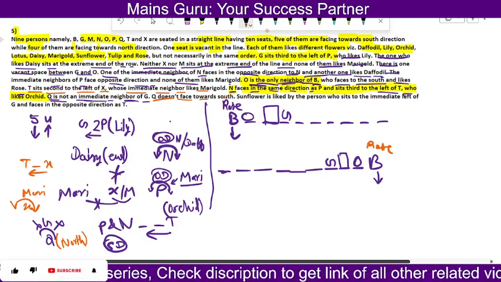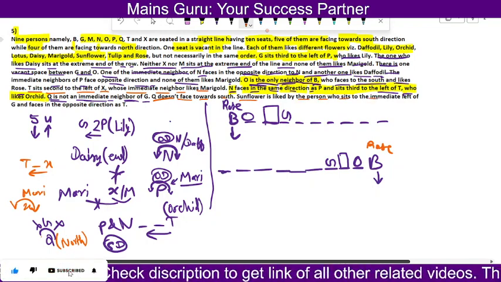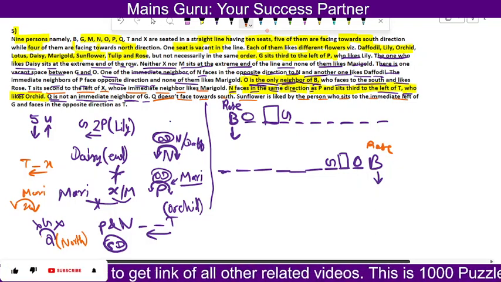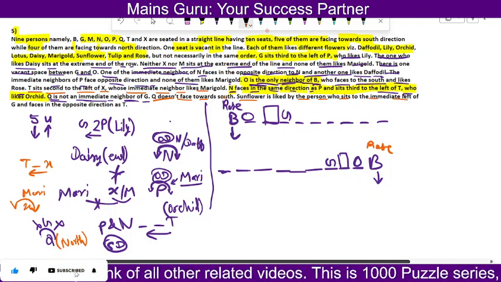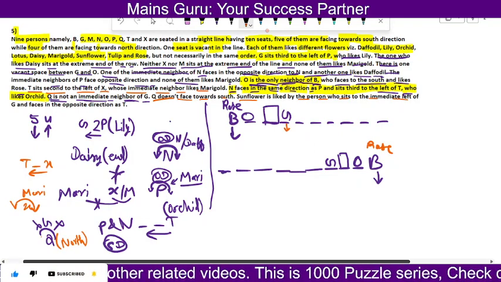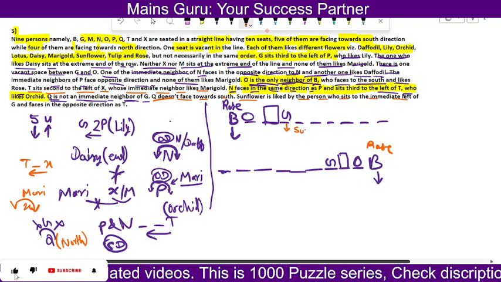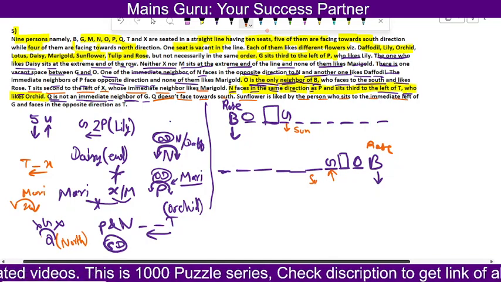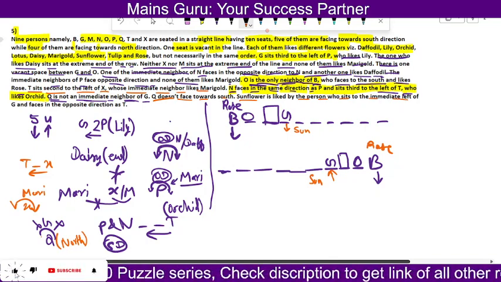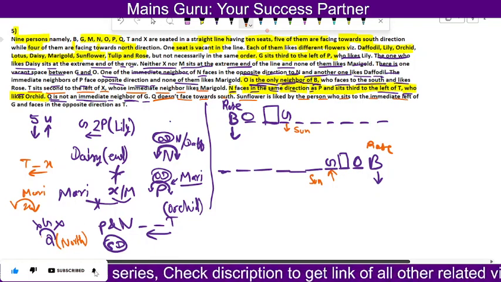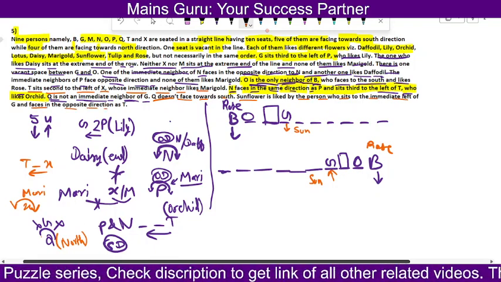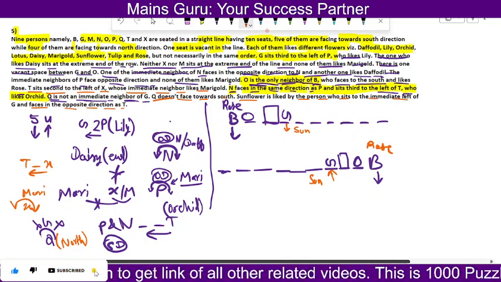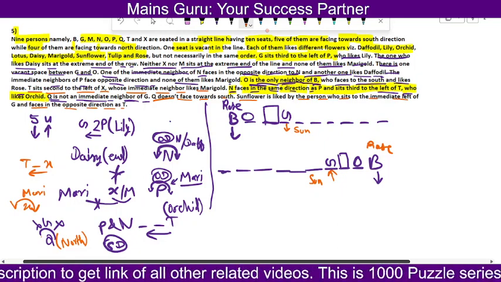Okay, and after this, sunflower is liked by the person who sits immediate left of G. So immediate left of G, and here sunflower is not possible, so definitely we can say that G will face south direction, and this will like sunflower. And in this G will face north direction, and this person will like sunflower. The person who likes sunflower faces the opposite direction as T. So it faces the opposite direction of T, and we don't know where T faces.